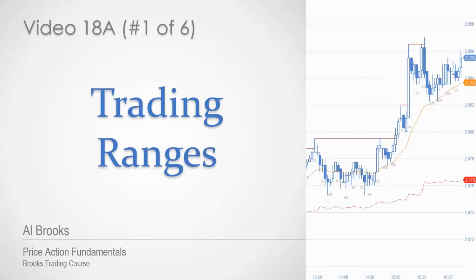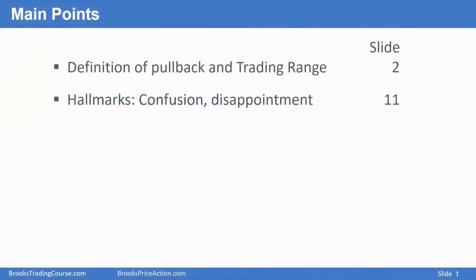This is the first of 6 videos on trading ranges. I'll begin by distinguishing a pullback from a trading range. A pullback is simply a small trading range, and the trend is likely to resume. A trading range is a pullback that has grown to so many bars that it's not clear whether the trend will resume or reverse. Next, I'll talk about the 2 hallmarks of a trading range: confusion and disappointment.